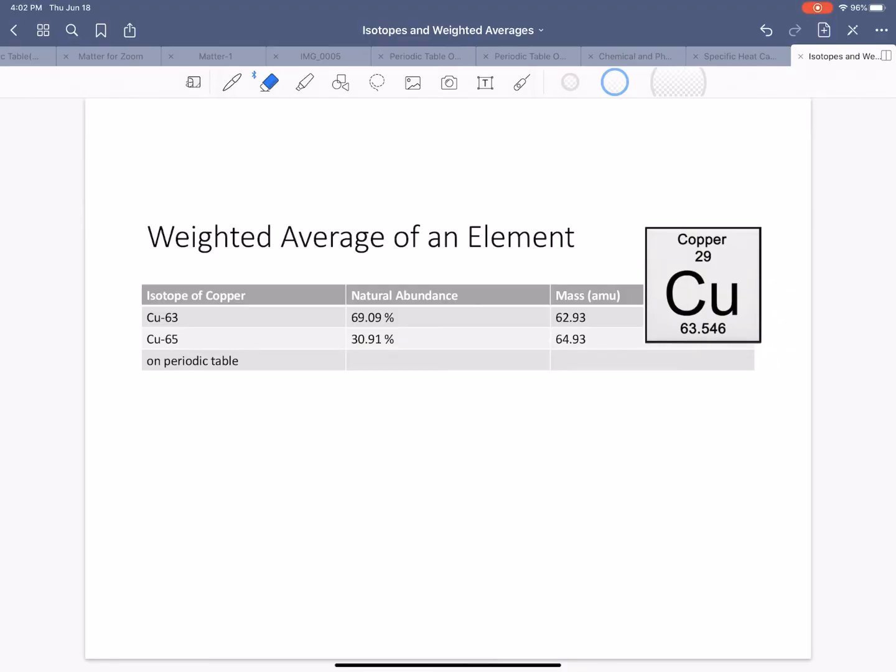We can apply that same idea to atoms. In nature, there are 2 naturally occurring isotopes of copper, copper-63 and copper-65. Copper-63 is more abundant, and copper-63 has a mass that we know here to 4 sig figs. On the periodic table, we have information about copper: the name, the symbol that goes with that name, the atomic number, which is the number of protons, and then here we have a mass, and this is a weighted average.